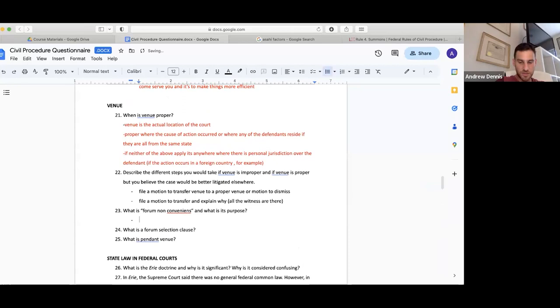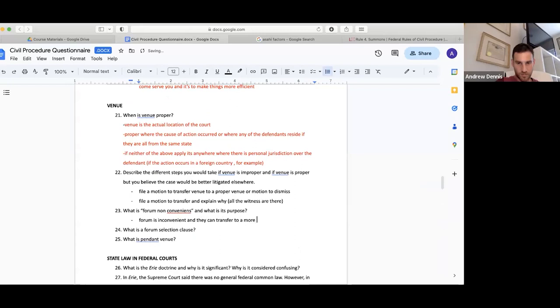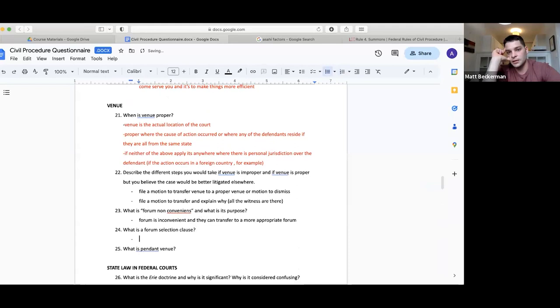It just means inconvenience. Yeah, forum non conveniens is Latin for inconvenient forum, which I feel like they could just use English at this point, especially for this. Okay. What is the forum selection clause? There is proper venue, but another venue is just so much more obviously suited for the case.